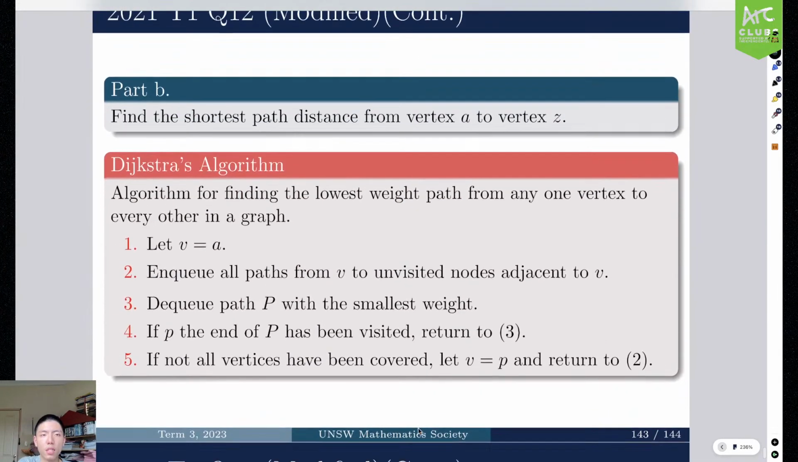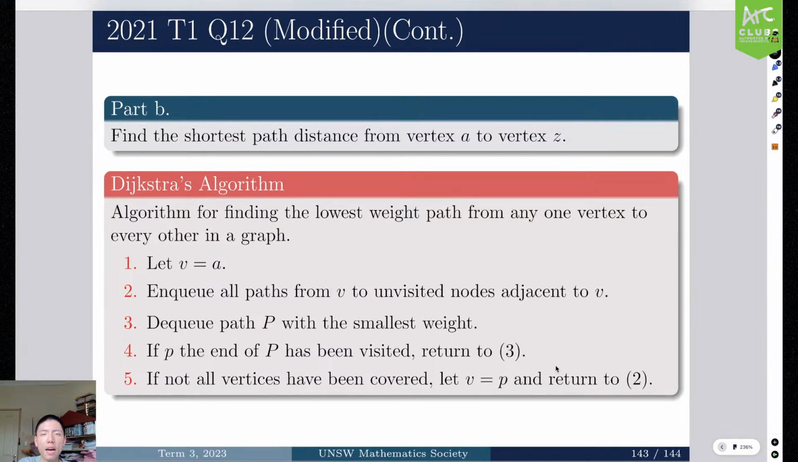If not all of the vertices have been covered, then we just go back and return to step 2, and we continue looking for new paths that have the smallest weight and end up connecting all of the vertices. Once all of the vertices are connected in a tree, then Dijkstra's algorithm guarantees that we will have the shortest path from that root vertex A to every other vertex in the tree.